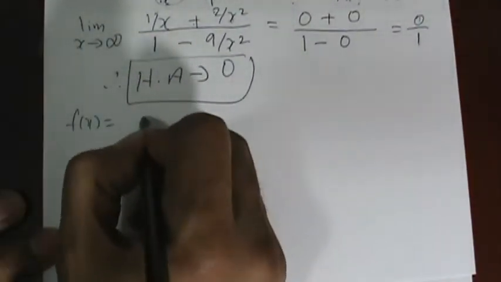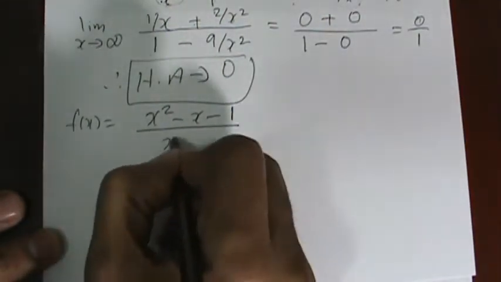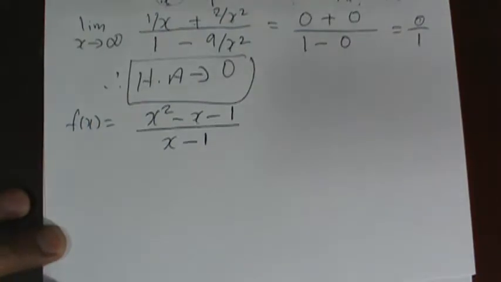f of x equals, for example, x squared minus x minus 1 divided by x subtract 1. Now clearly you can see this rational function has a higher degree on top than the bottom. So we have a quadratic on top and we have a linear in the bottom. Now to obtain your oblique asymptote, you have only one way to do it, which is long division.